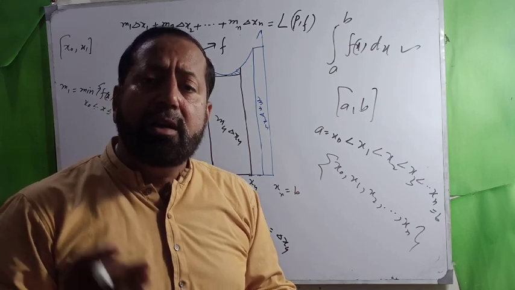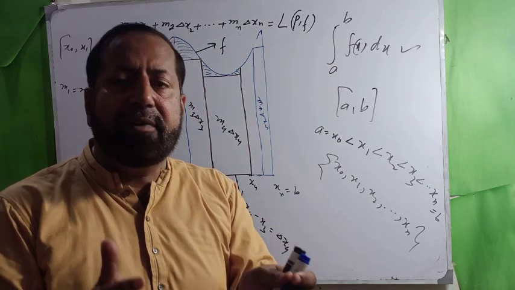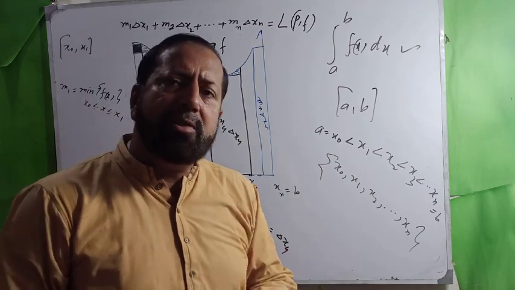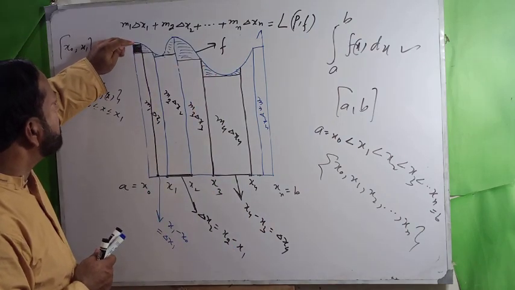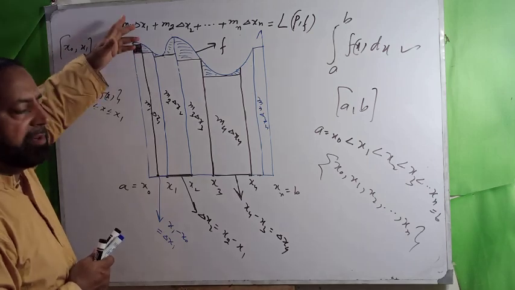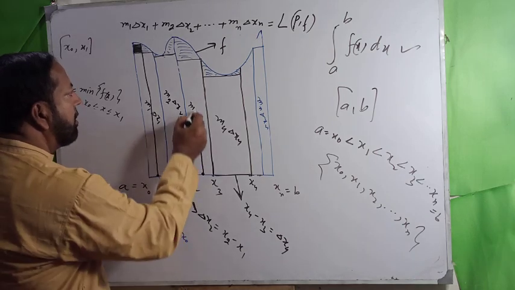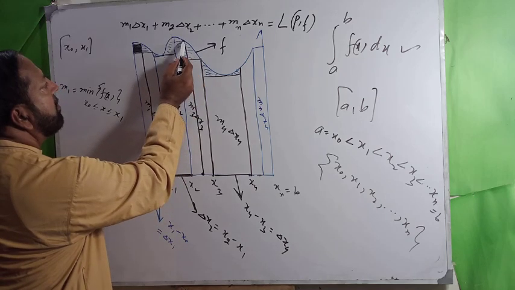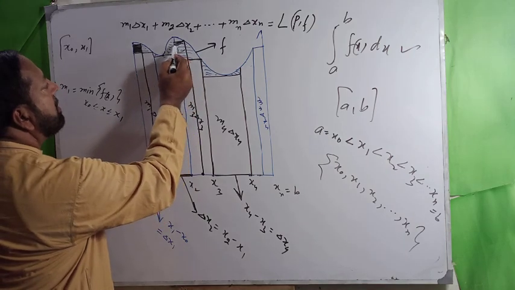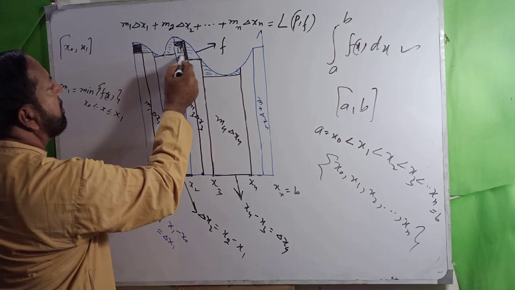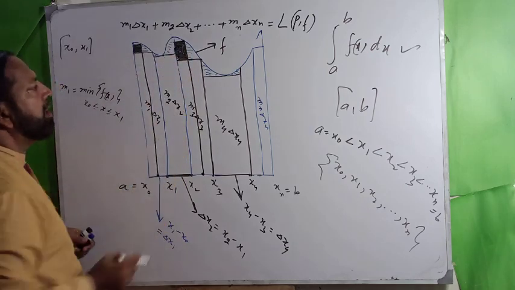What do you mean by a refinement? If you add even a single point in your previous partition, then the new partition is called a refinement of the previous partition. So from your sum, if you add one more point, you are including more area. Now our loss is smaller than the previous one. Similarly, if you add one point here, this area has been included. So if you are increasing your points, you are getting more area.